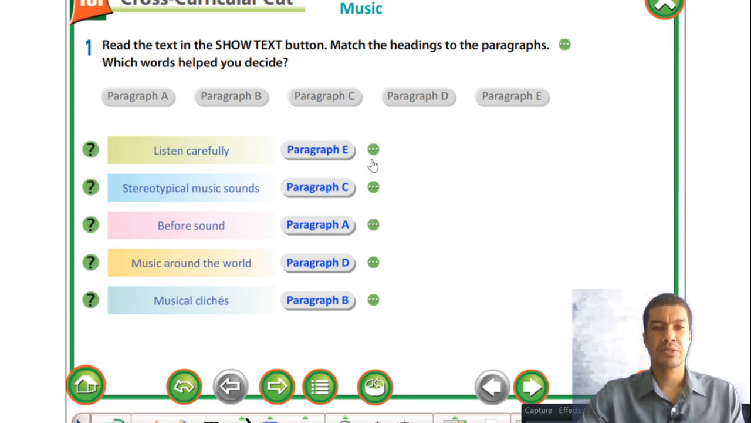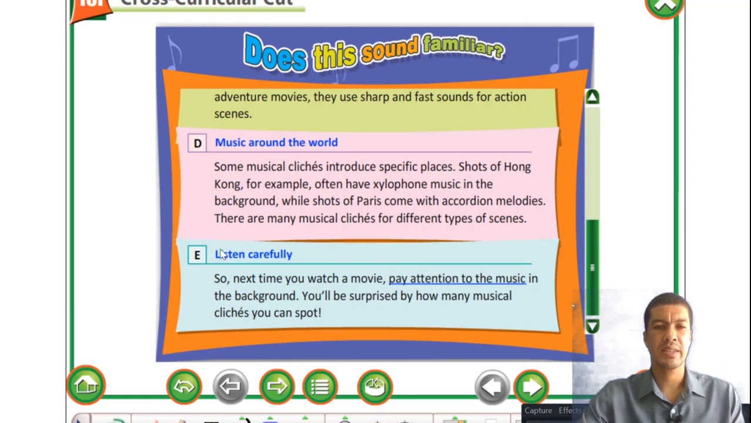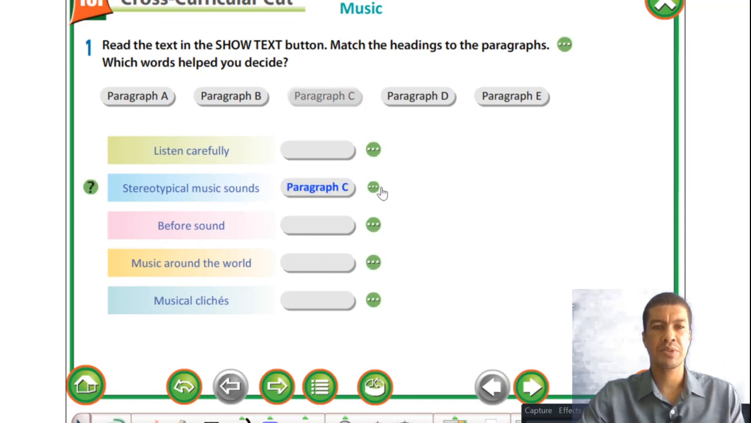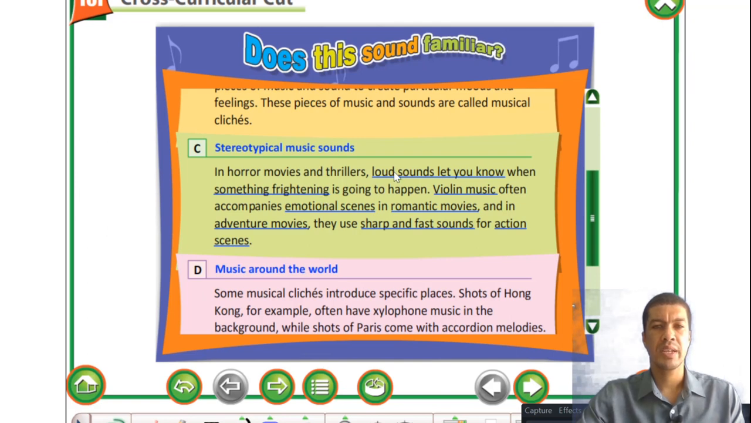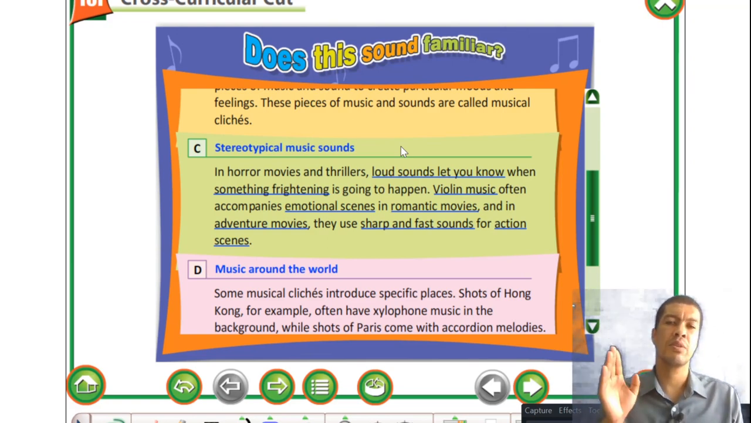Alright, so what I want to do is delve straight in. Here we can see that listen carefully means to pay attention to the music. Now, if we look at stereotypical music, we're looking at music where loud sounds let you know something frightening is coming, violent music, emotional scenes, romantic movies, adventure movies, but we're talking specifically about the sounds. So they use sharp and fast sounds for action scenes. When we talk about stereotypical, it simply means that this is the type of ordinary sound that you can hear for every type of action movie, every type of horror. These are the usual sounds, the stereotypical sounds that they use.